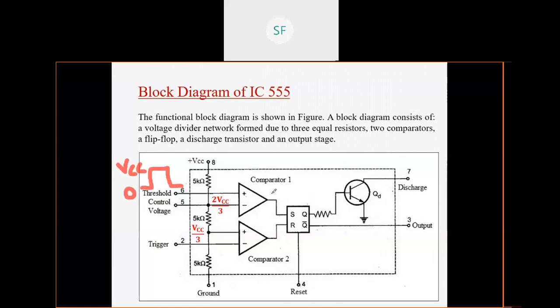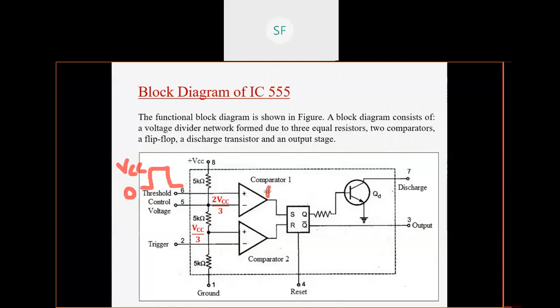So what will be the output? What will be the output of comparator 1? Anyone? So again I am repeating. Right, I have got one feedback that the output will be 1. So since the voltage at the non-inverting input will be greater than at the inverting input, the output will be 1.